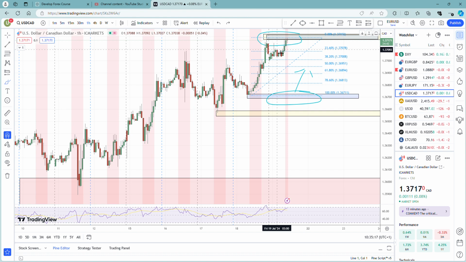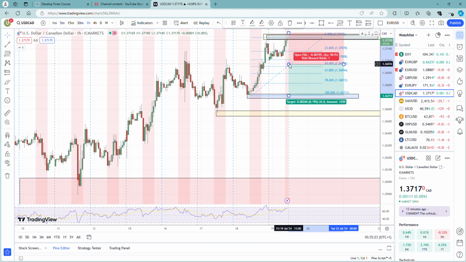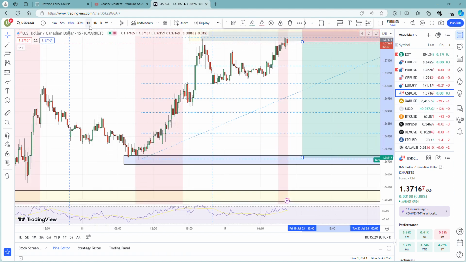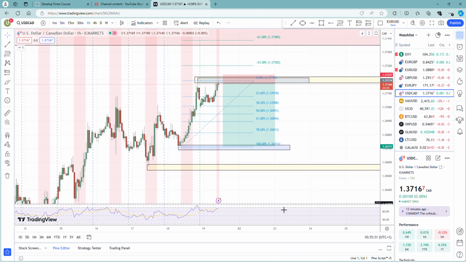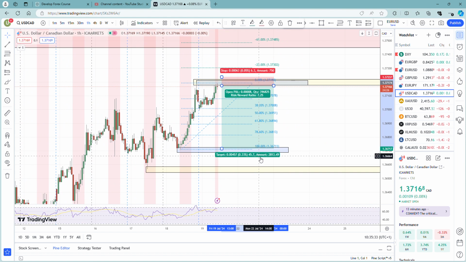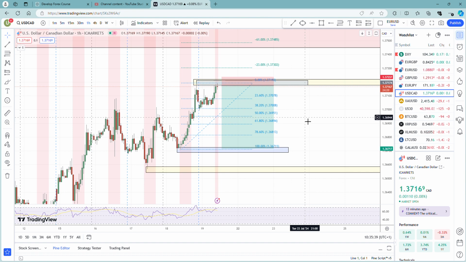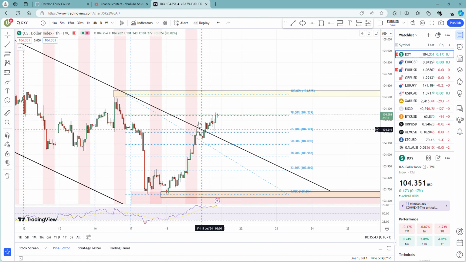Price is currently at resistance, so we'll have to wait and see if price does go down from here. And if it does go down, this would be my trade setup. Risking 6 pips to win 45 pips. Risk reward ratio is 7.25. Easy as that, guys. I've done my trade setups for today. Now I'm just going to wait and see how the market plays out.